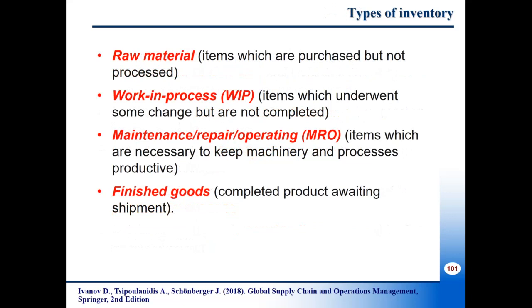There are different types of inventory, depending on where it is defined. There is raw material inventory for purchased items prior to production, work in process for semi-finished products, maintenance, repair, and operating, or MRO, inventory for items which are necessary to keep machinery and processes productive, and finally, finished goods inventory for items that are ready to be shipped to the final customer.